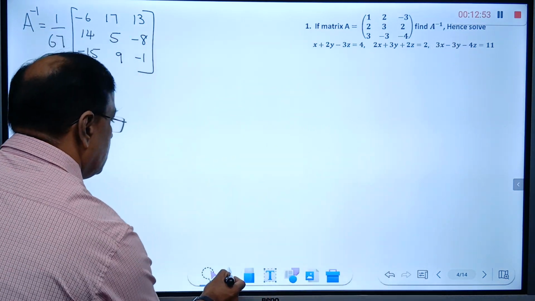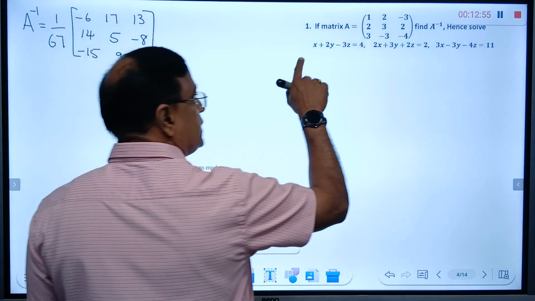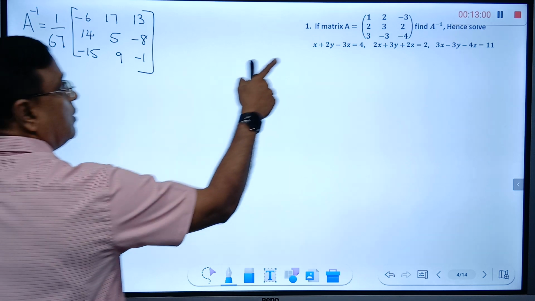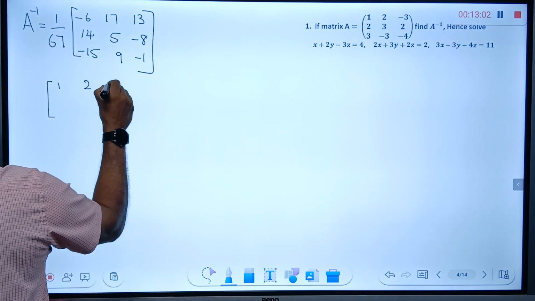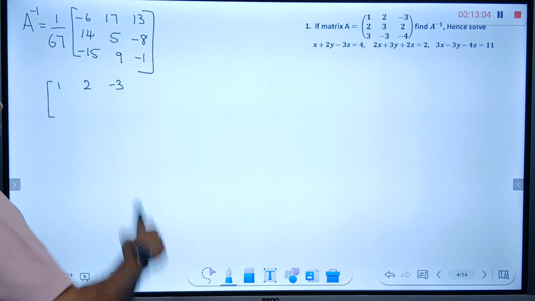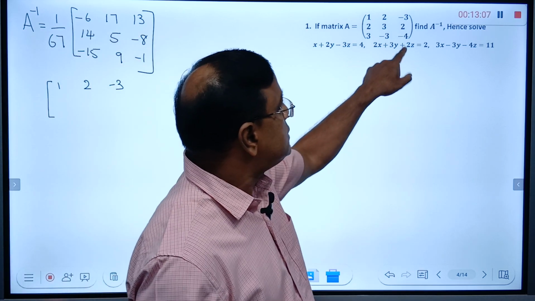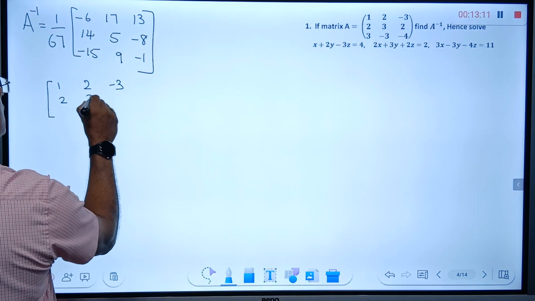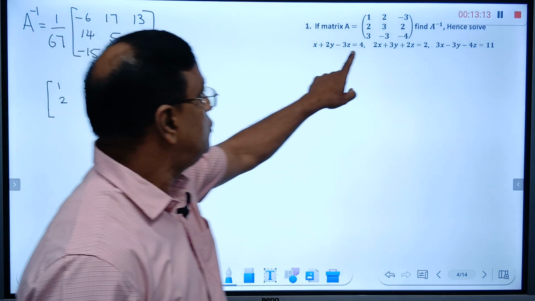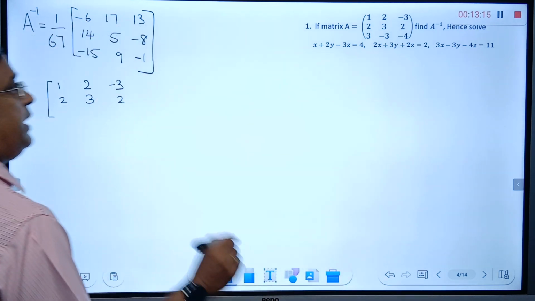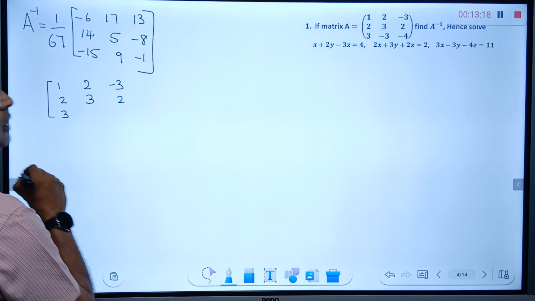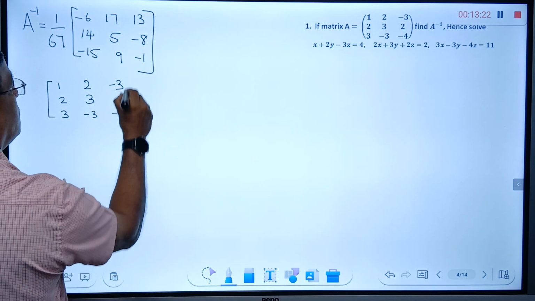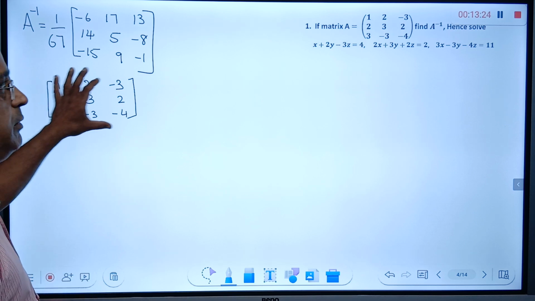To solve this equation, what you do is write the coefficients of x, y, z. What are the coefficients of x, y, z? 1, 2, minus 3. So I got the first row. What are the coefficients of x, y, z in the second equation? 2, 3, 2. What are the coefficients of x, y, z in the third equation? 3, minus 3, minus 4. So it's a 3 by 3 matrix.